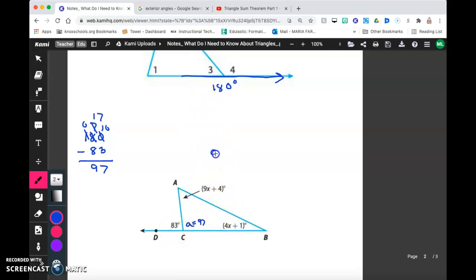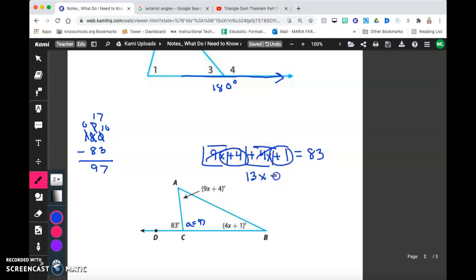So that means we're going to set it at 9x plus 4, that's this angle here, plus 4x plus 1, this angle here, should be equal to 83 degrees, that exterior angle. Now we just have our solving equation steps. No distributing, but we do have combining like terms. We have two x terms that need to go together. And we also have two constants that need to go together. 9x plus 4x is 13x.